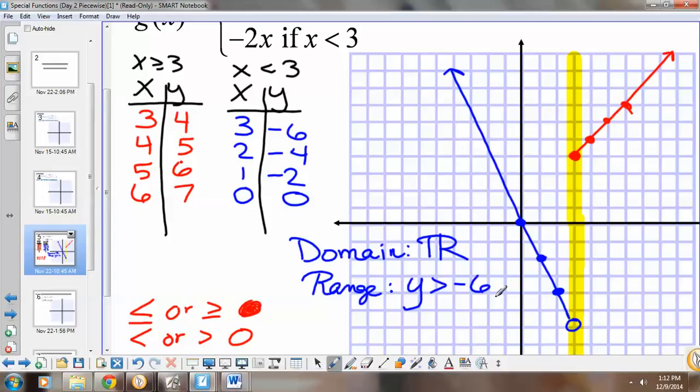I don't get how you get the range. Okay. Do you agree that we have a lowest point on our graph? Yeah. Okay, which is at -6. That's the y coordinate for that point. All these other y values, like -4, -2, 0, that would be 4, 5, 6, 7. All those values are greater than -6. So I just write that all my y values are greater than -6.